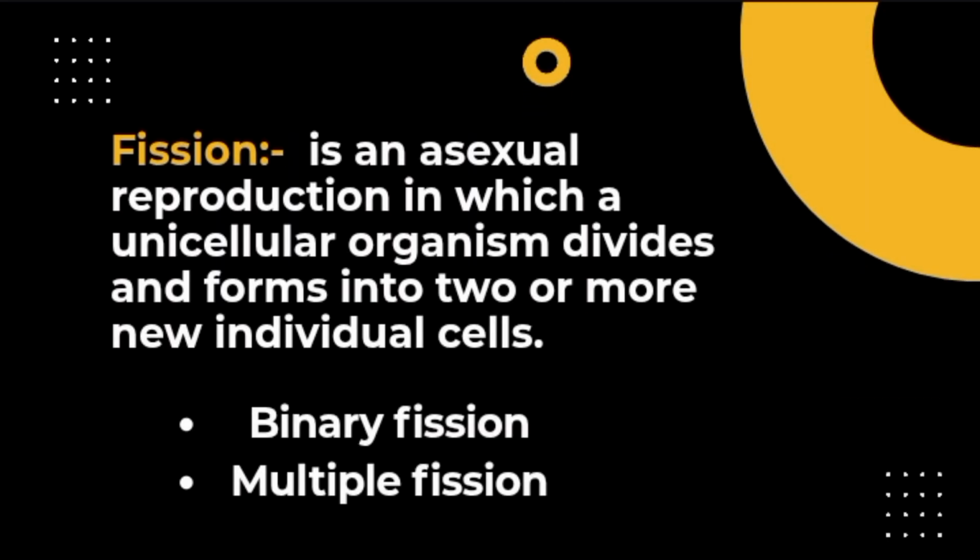So the first one is fission. Fission is an asexual reproduction in which a unicellular organism divides and forms into two or more new individual cells. And the fission is also of two types. They are binary fission and multiple fission.